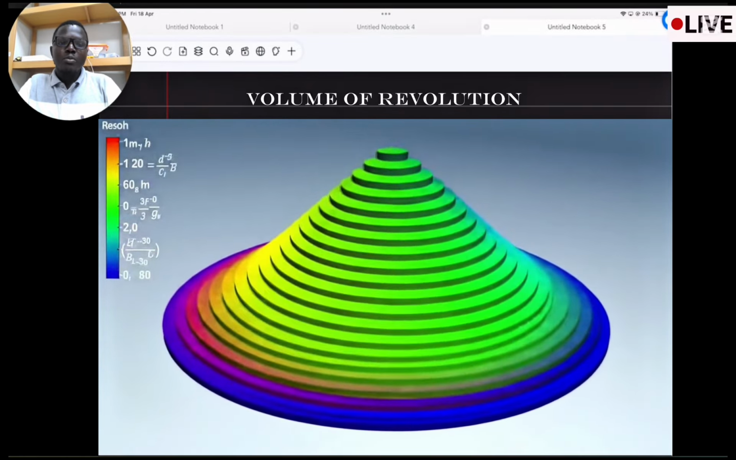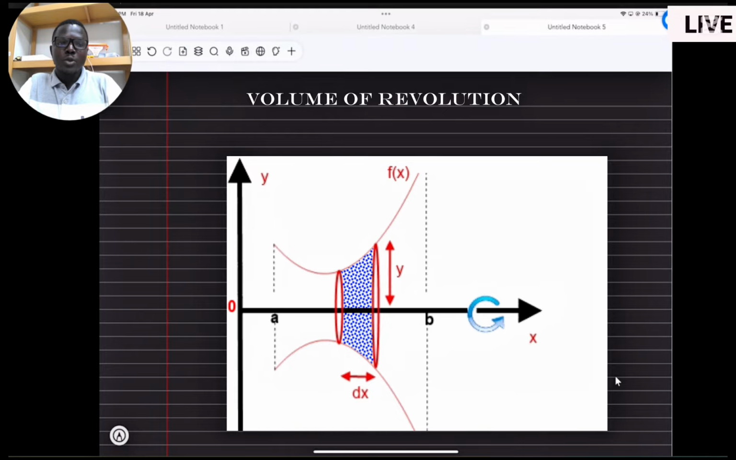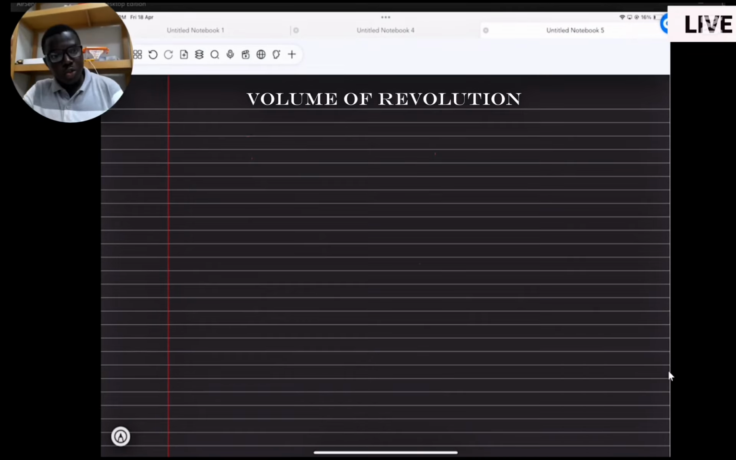So now let's quickly move into the various methods by which we can calculate the volume of revolution of a given curve. For the volume of revolution, we are going to talk about two main methods. That is the disc method and the washer method. So basically, let's talk about the disc method first.